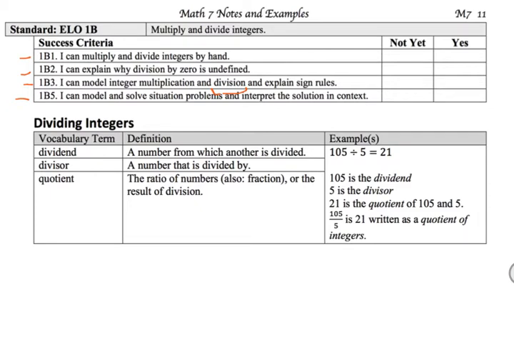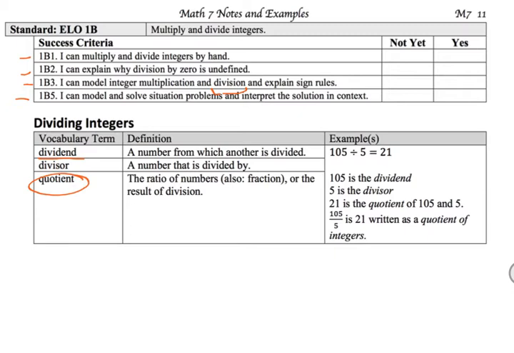Okay, vocabulary. Dividend is a number from which another is divided. A divisor is a number that is divided by. And then quotient, this is the most important word for you to know out of these. It's the ratio of numbers, so it's synonymous with fraction, or it's the result of division.